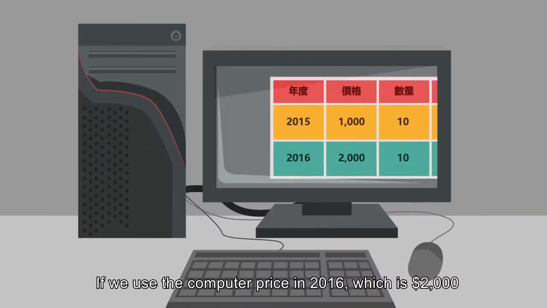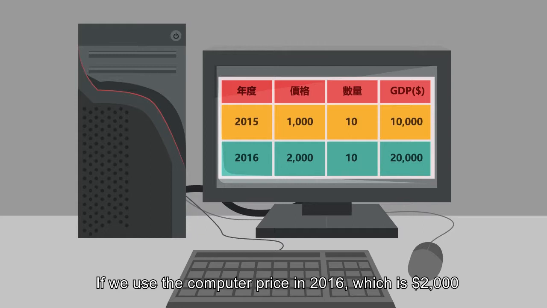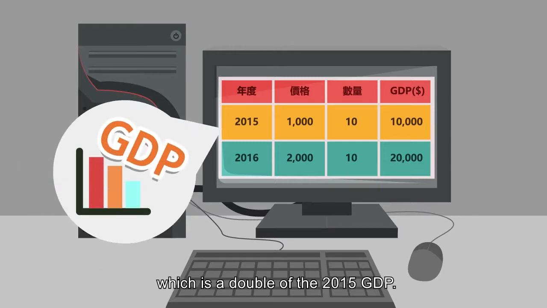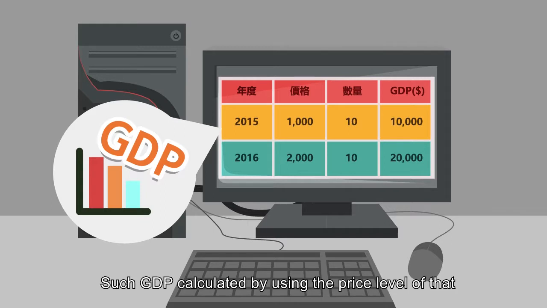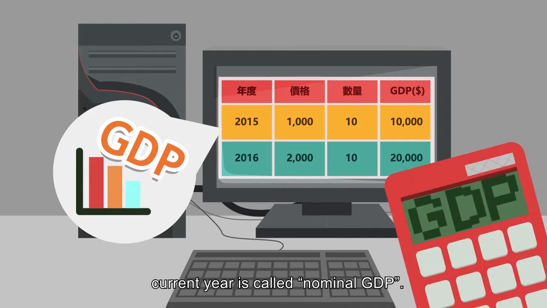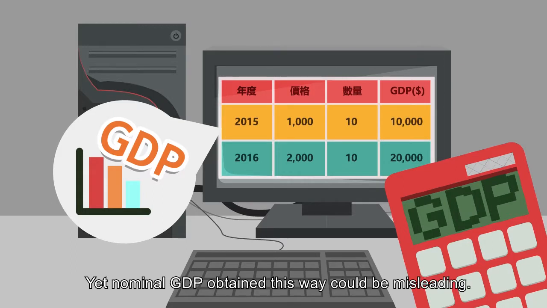If we use the computer price in 2016, which is $2,000, the 2016 GDP of Country X would be $20,000, which is double the 2015 GDP. Such GDP calculated by using the price level of that current year is called nominal GDP. Yet nominal GDP obtained this way could be misleading.